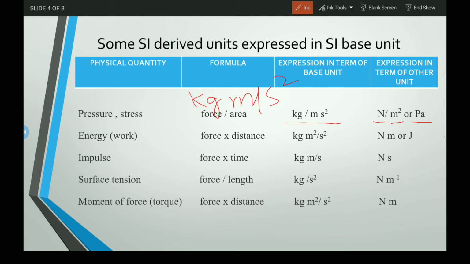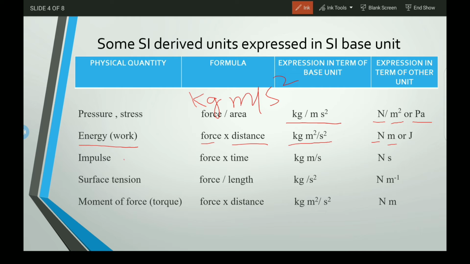Next physical quantity is work or energy, both having the same units, and the formula is force into distance. When kg meter per second square is multiplied with the distance, its unit becomes kg meter square per second square. The other unit for force is Newton and distance is meter. So the other unit for energy is Newton meter, which is equal to joule.